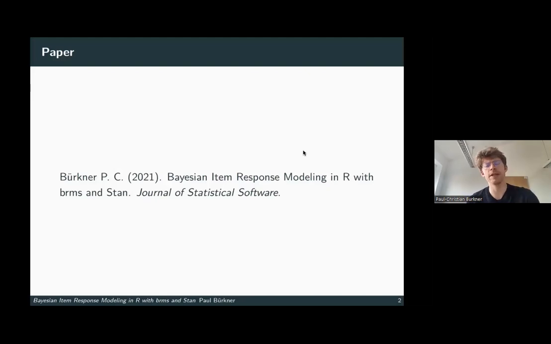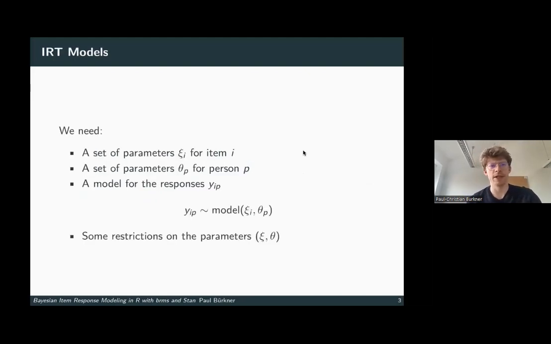So let's talk a little bit about general purpose IRT. For item response modeling, we need a set of parameters, zeta_i for item i, right? So every item has a bunch of parameters, zeta_i. And for every person, we have a set of parameters, theta_p. For those of you who are not familiar with IRT modeling, who are just wondering what is happening here.